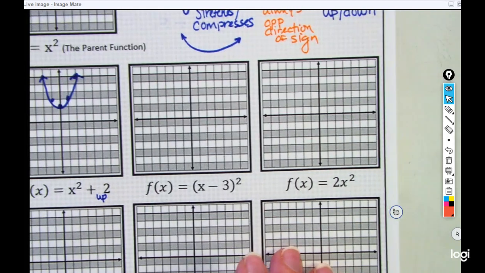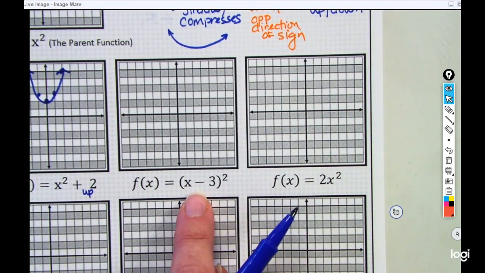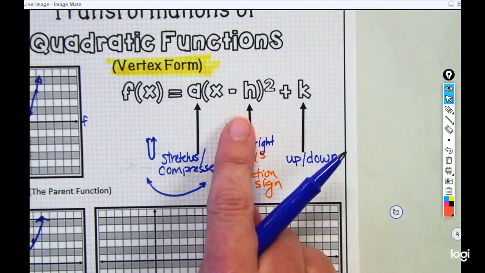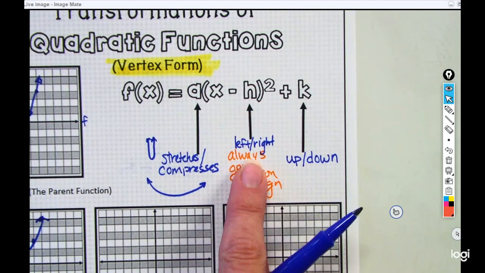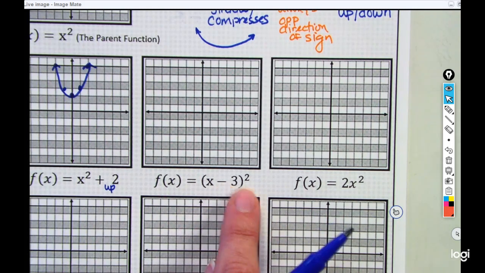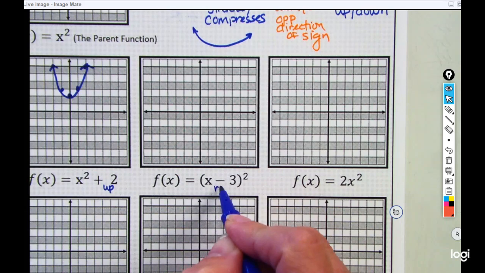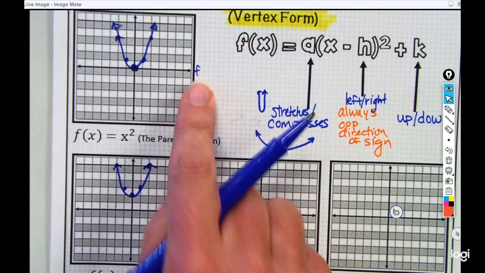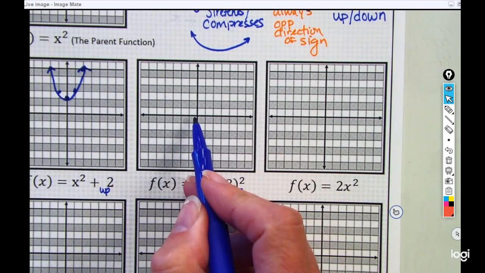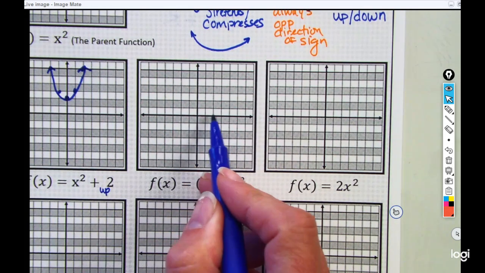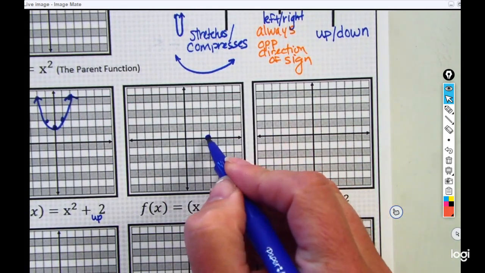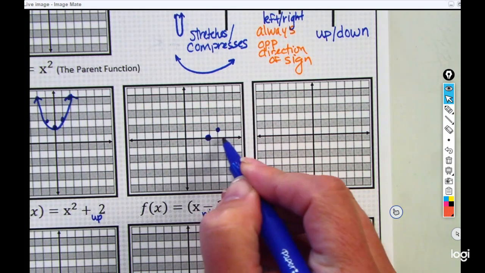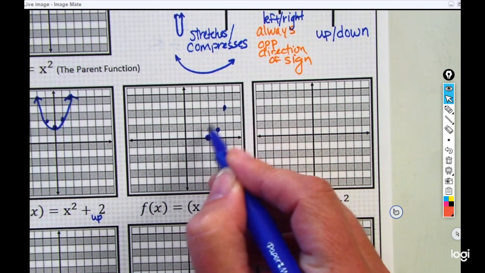All right, next one. Inside with the parentheses is the minus 3. Kind of like this minus h up here. Moves it left or right. If it says a minus 3, I told you always opposite. So what direction are we going to be going? We're going to go right 3. So we're going to take this parent function up here. Instead of sitting on 0, 0, where am I going to move it? Right 3. And then it is over 1, up 1, over 2, up 4.